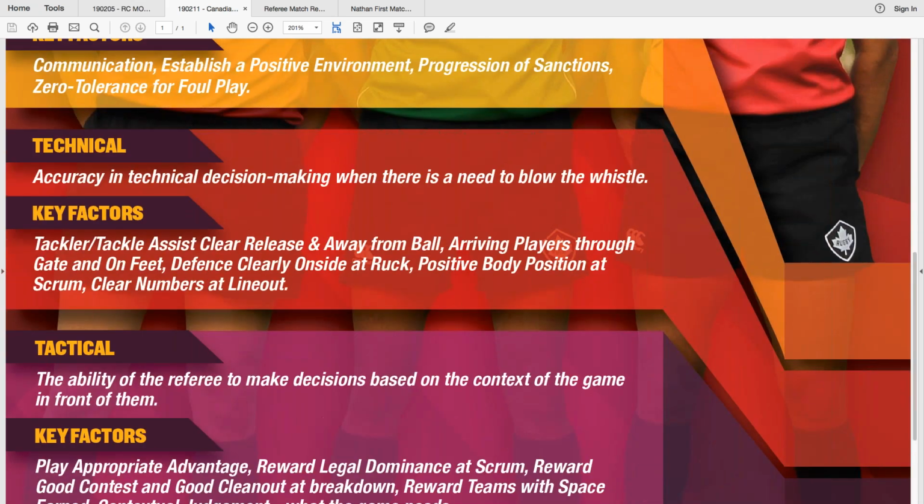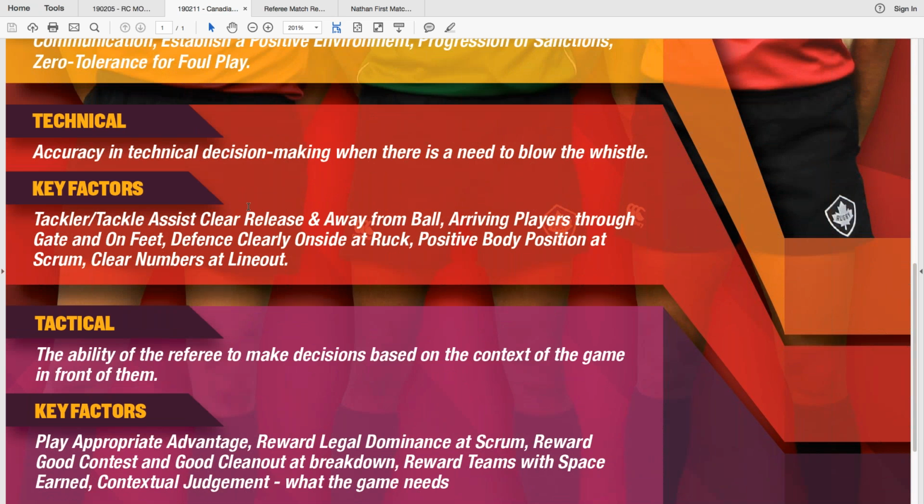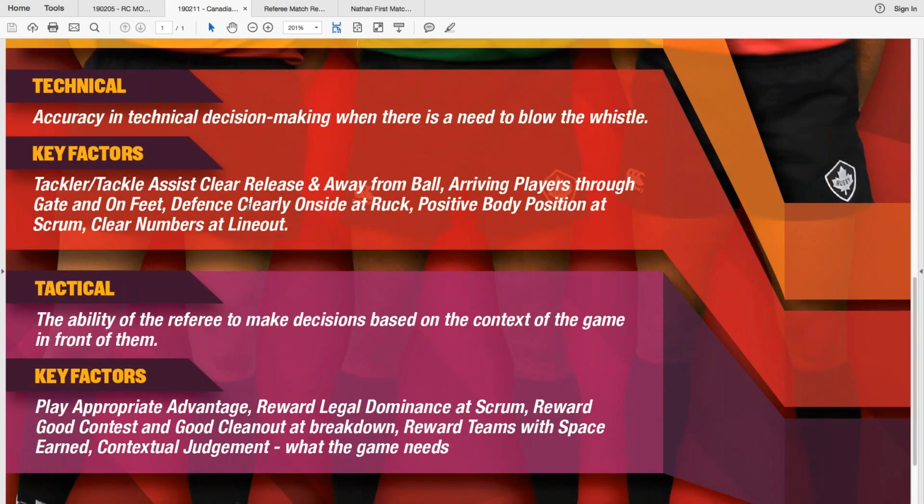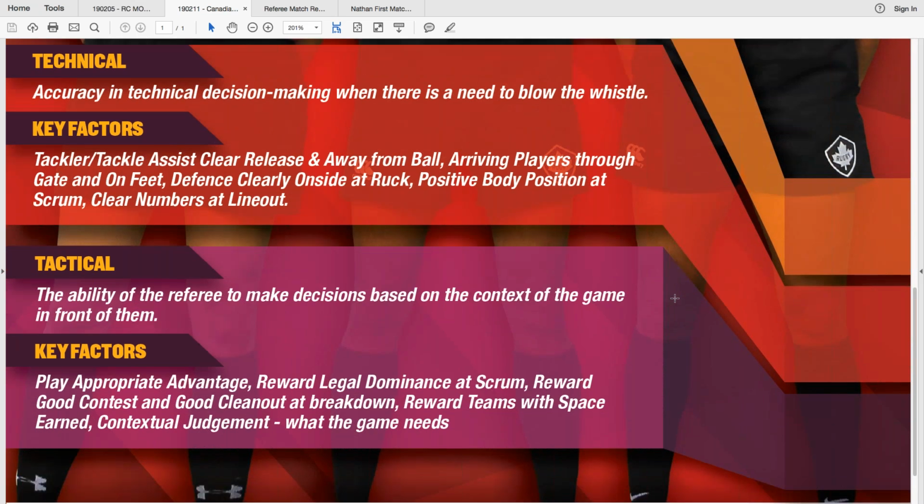And then for technical, our key factors are tackler and tackle assist, clear release, and rolling away from the ball. Our arriving players are coming in through the gate and on their feet. Our defense is clearly onside at ruck. We see positive body position at the scrum, and we have clear numbers at the line out. We will touch on those individual technical pieces over the course of the next few months, and we'll see how they fit into the profile in a minute.